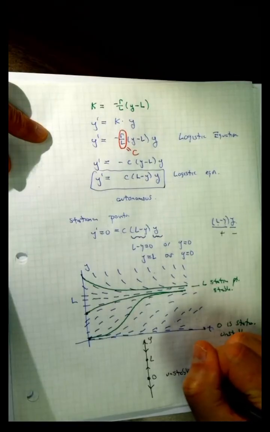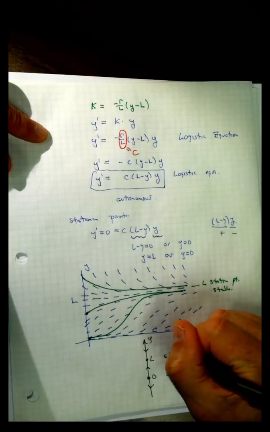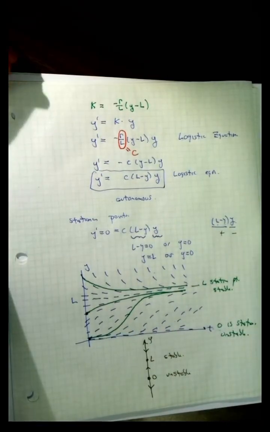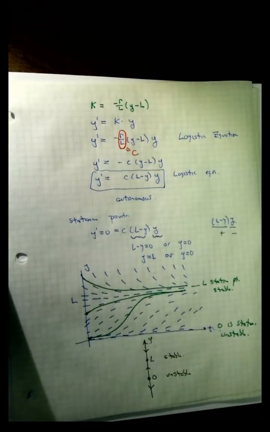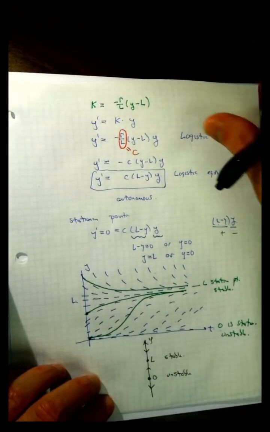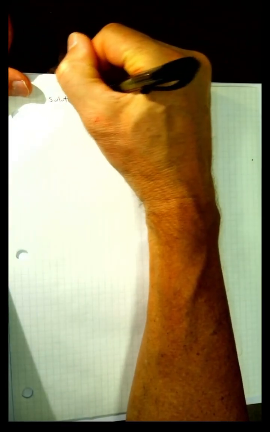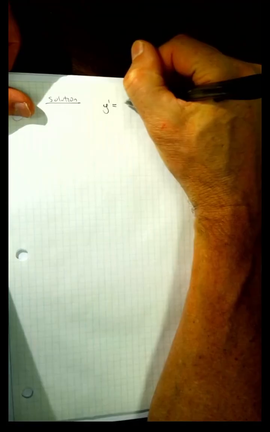So y equals 0 is unstable. y equals L is stable. Okay. Notice this is a separable equation, so you should be able to solve this. I'm going to go through and do the solution for this, just so you can see.